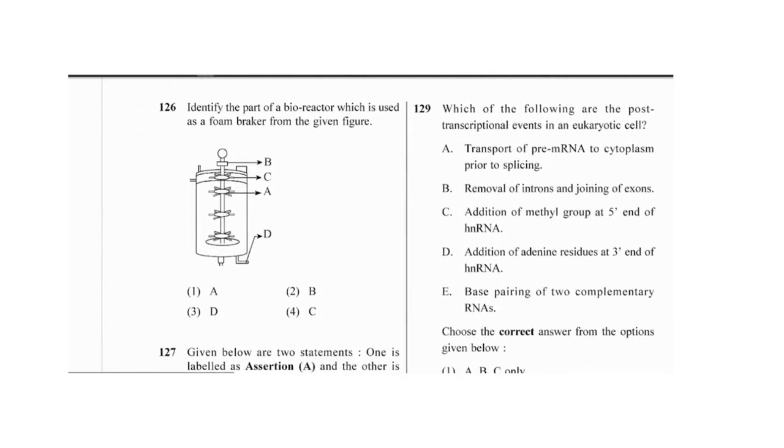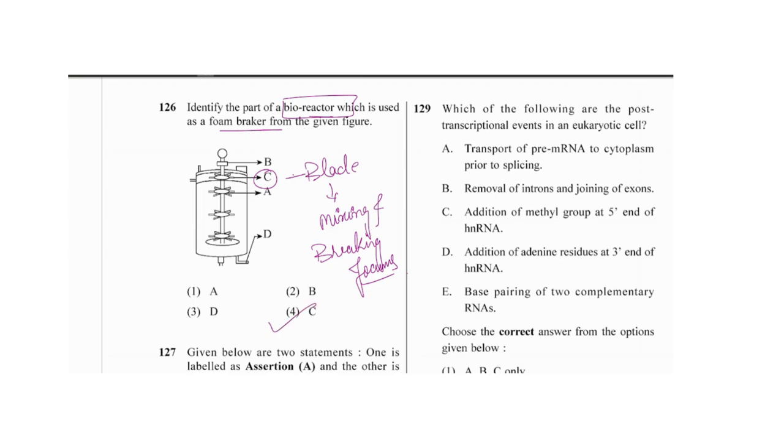The next, what is used in the bioreactor as the foam breaker? C is used for the foam breaker because it is a blade, which helps in the mixing as well as foam breaking. Mixing and breaking the foams. Okay, so it should be the 4th one.